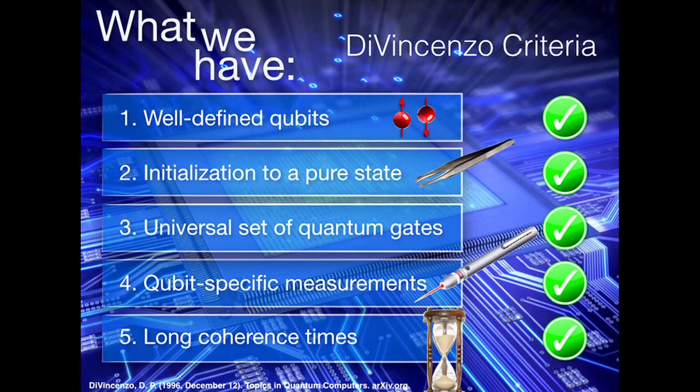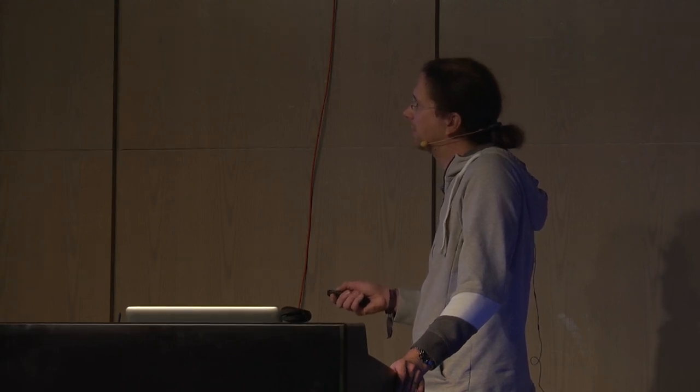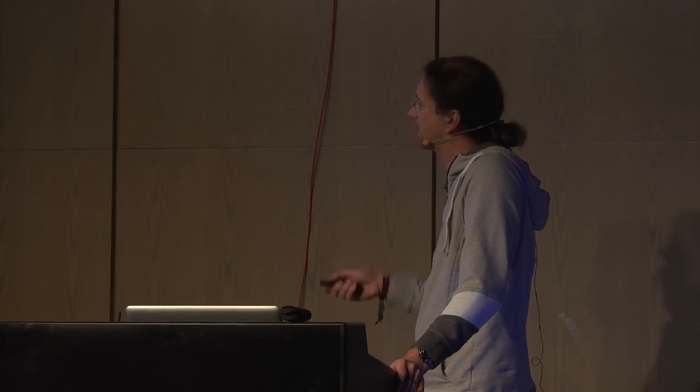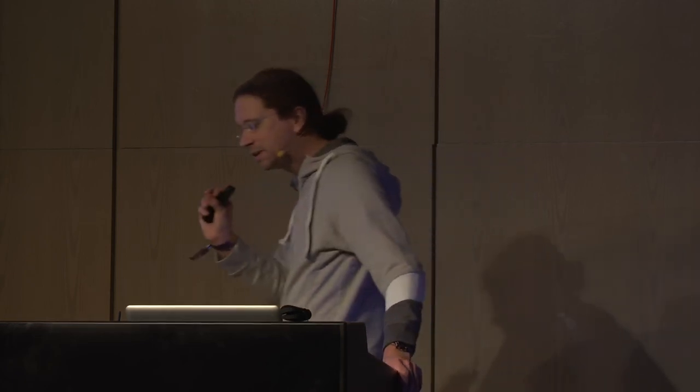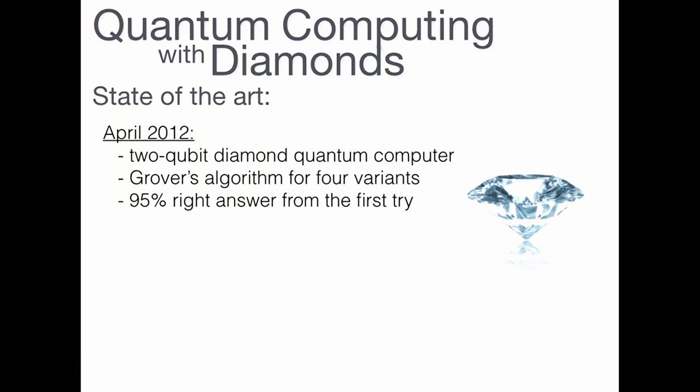Well, I showed you that we have well-defined qubits, and we can initialize them. I already showed you that. So in principle, we are able to produce a diamond quantum computer. How far are we with that? What is the state of the art? Well, it's in its infancy, of course. A 2-qubit quantum computer was realized. Grover's algorithm was running on it, and the calculation was pretty right on the first try.